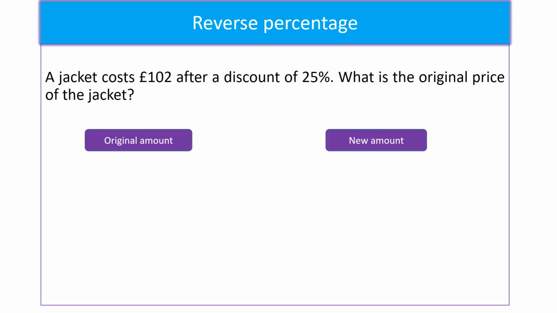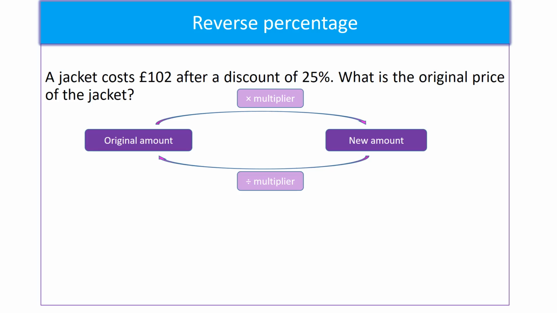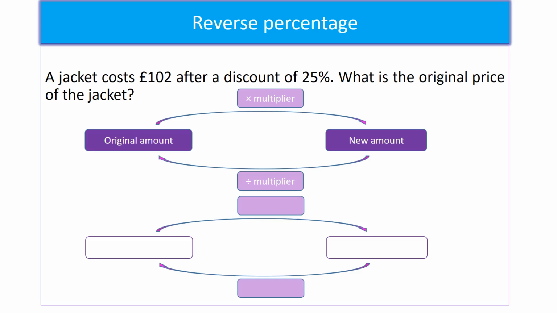So normally, if you had the original amount and you wanted to work out the new amount after the discount, you would times by the multiplier. Now, because we are going the other way, we need to do the opposite, which is dividing by the multiplier. So let's have a look at specific numbers in the question. I don't know what the original amount is, so I'm going to leave this box blank for now. Now, if I was going in the regular way, I'd have to times by the multiplier.